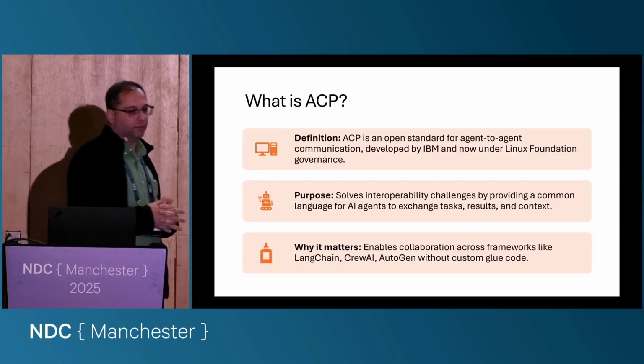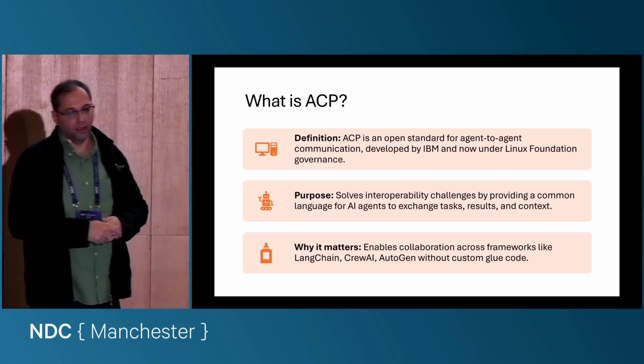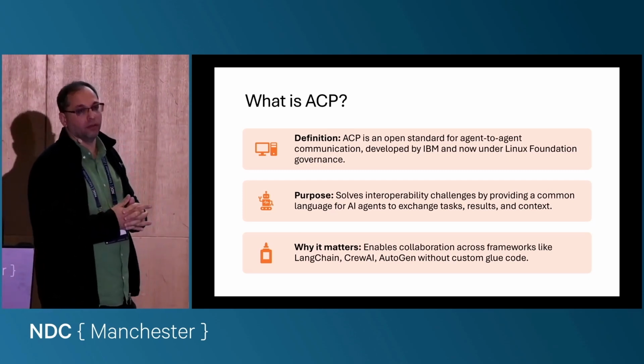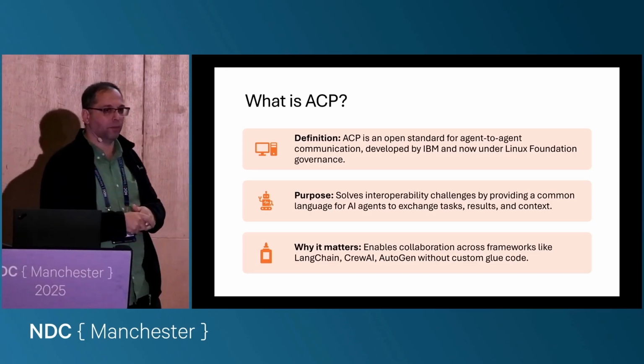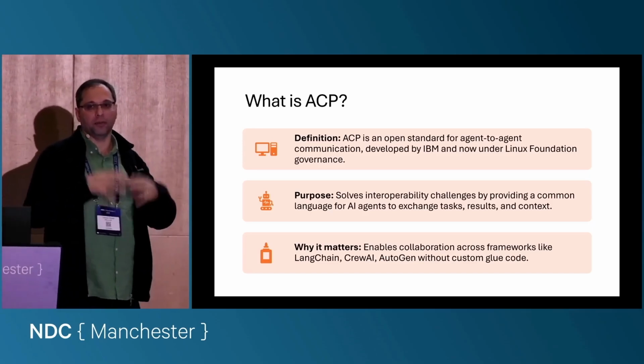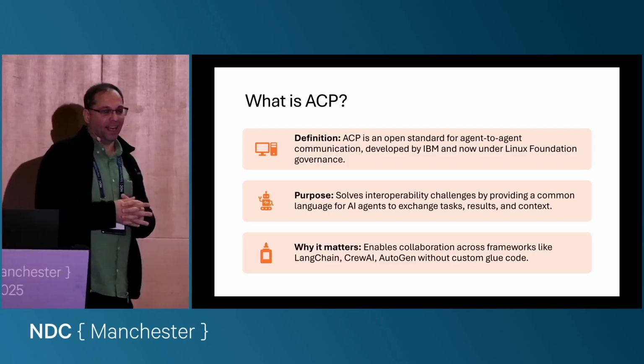So what is ACP? ACP is an open standard developed by IBM. IBM came up with it, and it's currently under Linux Foundation governance. That's why, after it went to Linux, they were like, hey, you know what, this kind of protocol should make sense for A2A too. Let's make it into one. Remember the standards thing, that's KCD? Kind of the same thing.